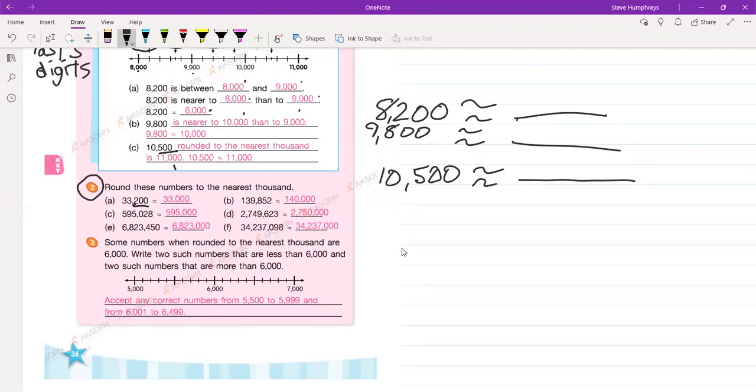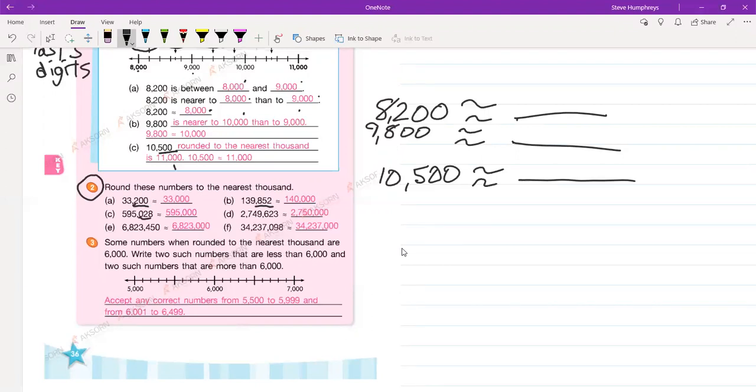B, 139,852. Round that number to the nearest multiple of 1,000. C, 595,028. Look at your last 3 digits. Round that number to the nearest multiple of 1,000.